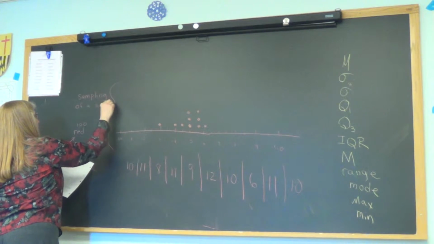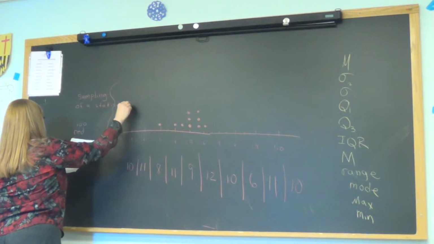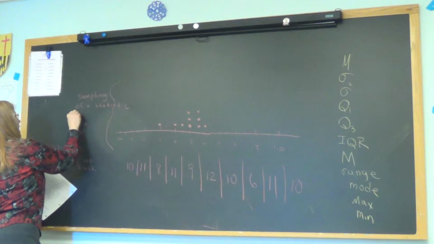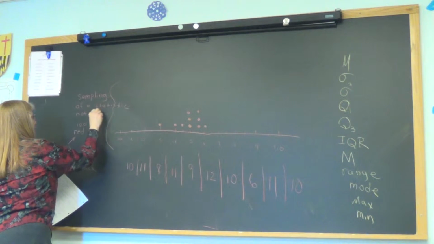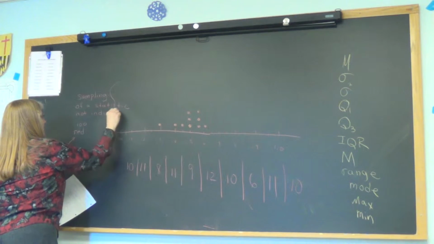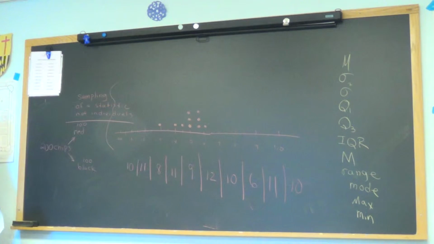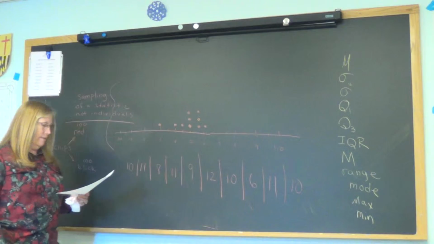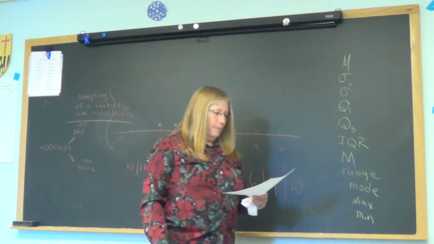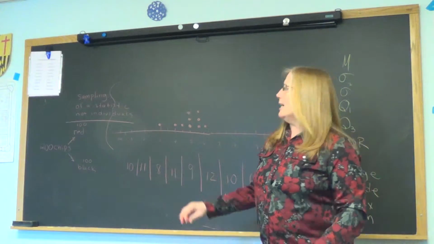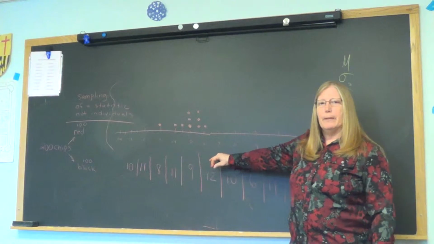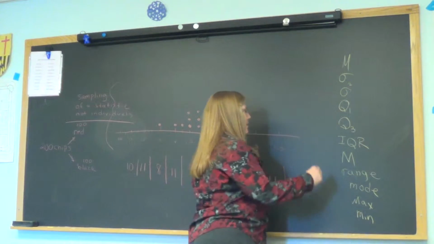This is a sampling of a statistic. Do you see where you're supposed to write that in the side? Of a statistic, not individuals. That becomes important. So, this is a sampling of a statistic, not individuals. So what you're going to be asked to do tonight is look at a dot plot like this and describe it.